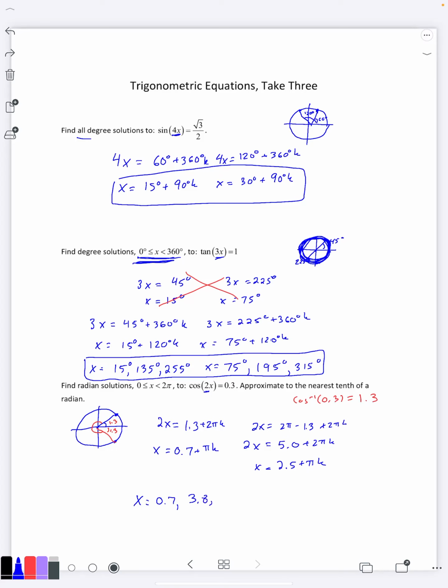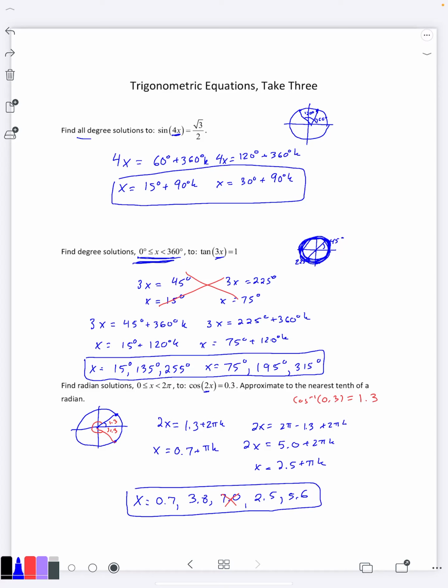If I were to plug in another pi there, it would be something that was too big. Just for argument here, 2 pi plus 0.7 would be 7.0 radians, which is too big. That's why we don't include it. This other one, we plug in k equals 0, you get 2.5. And if I add pi here times 1, I get 5.6 radians. And if I add another pi, I get too big, so don't include it. And so these 4 are the answers we are looking for on this equation.